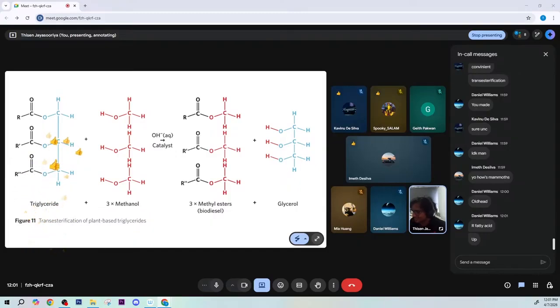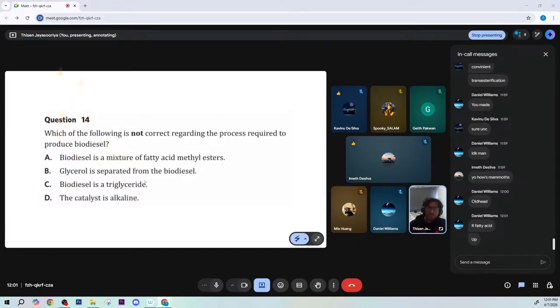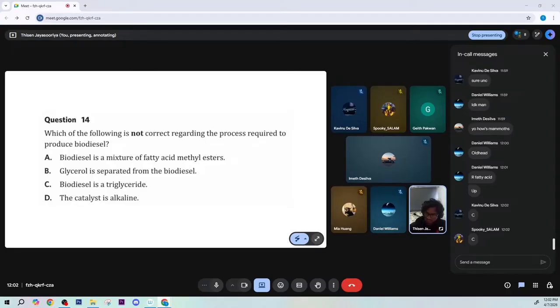Okay, so which one of the following is not correct regarding the process required to produce biodiesel? A: Biodiesel is a mixture of fatty acid methyl esters. B: Glycerol is separated from biodiesel. C: Biodiesel is a triglyceride. D: The catalyst is alkaline. So which one do you guys think it is? A, B, C, or D? C.